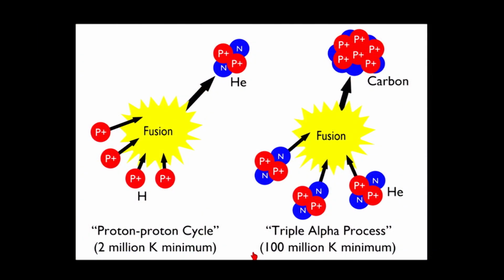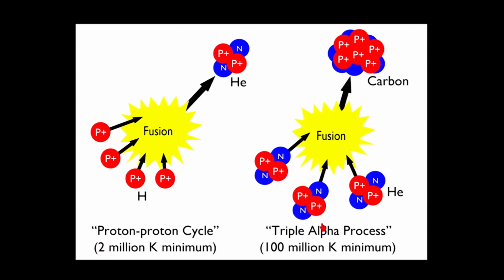Now, let me remind you of a couple things. So here's now a diagram based on what we started to talk about in the last video. The proton-proton cycle, where hydrogen fuses to become helium, requires a minimum of about 2 million kelvins to be able to have the right temperature to force all of these protons to come together and fuse.